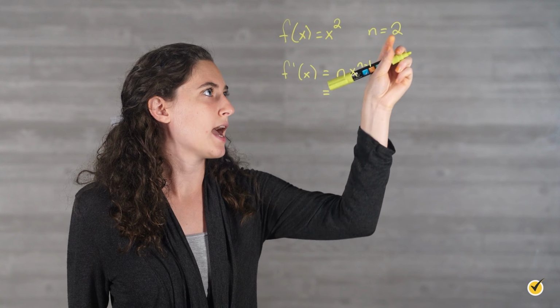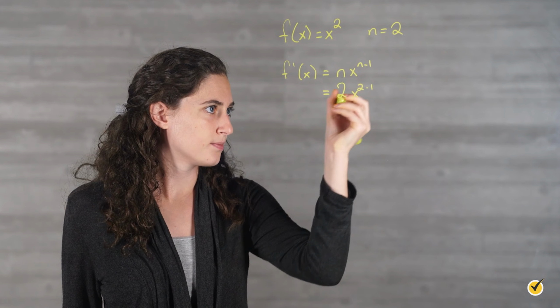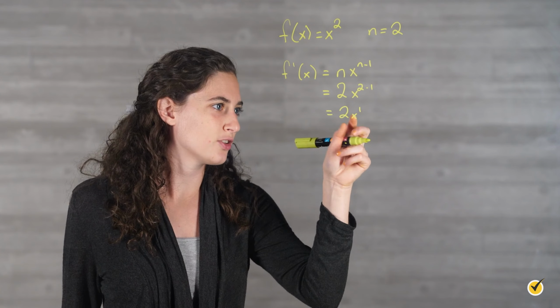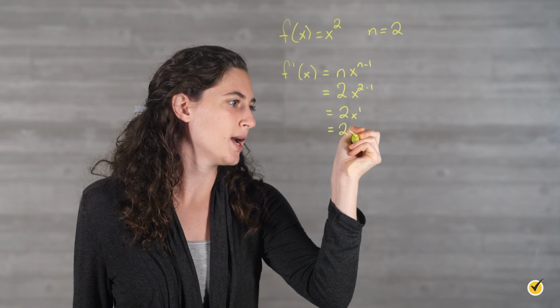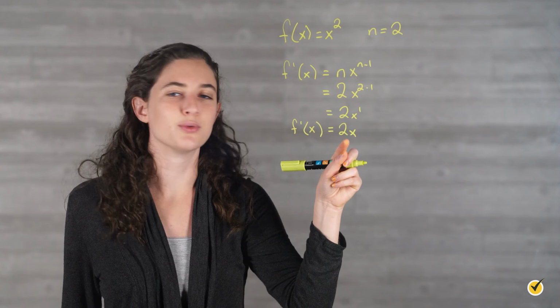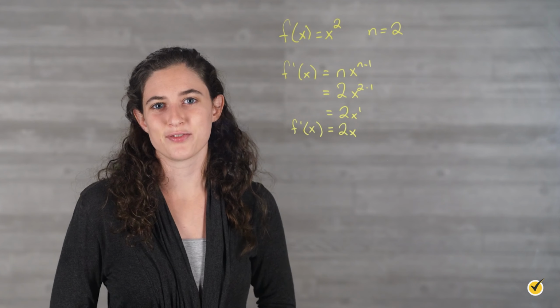So this will give us n, which is 2, times x to the 2 minus 1. 2 minus 1 is 1, so we'll have 2 times x to the first power, which is equal to 2x. So our derivative, f prime of x, is equal to 2x. This is the same solution we got earlier by using the derivative formula.